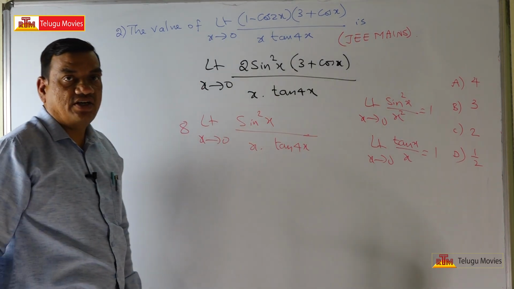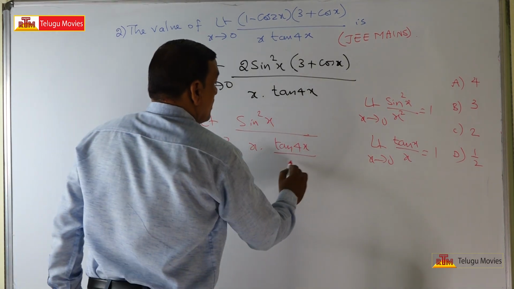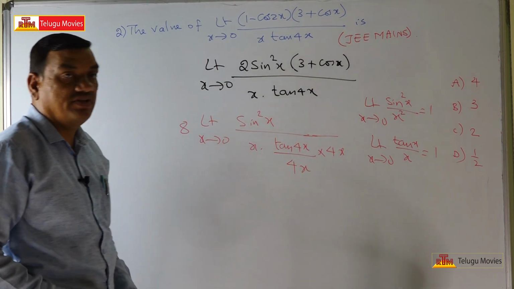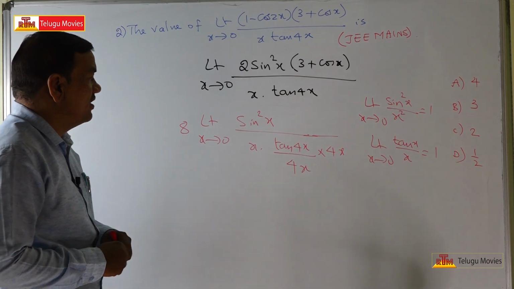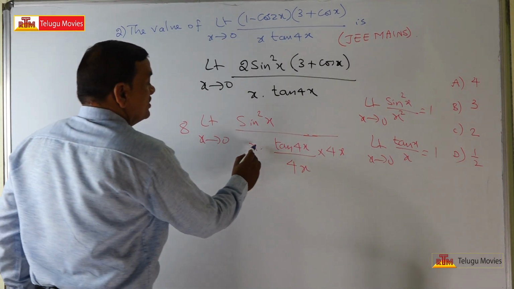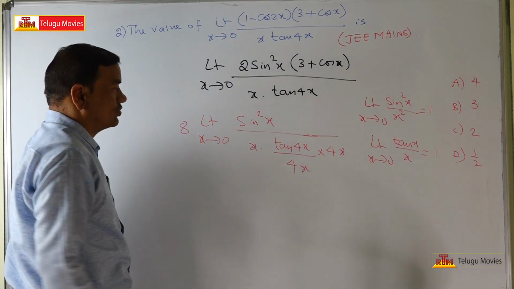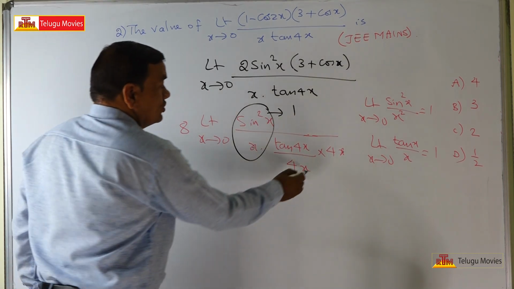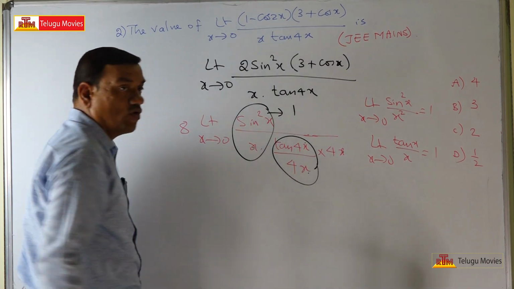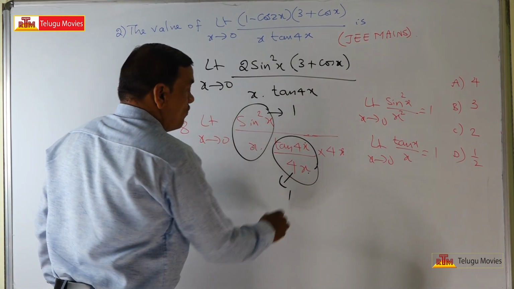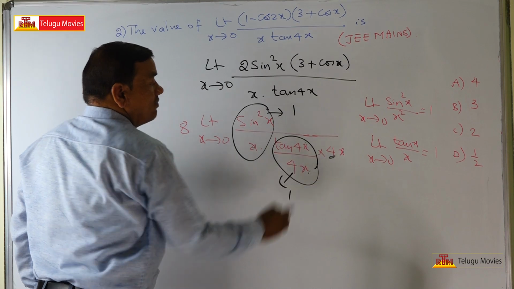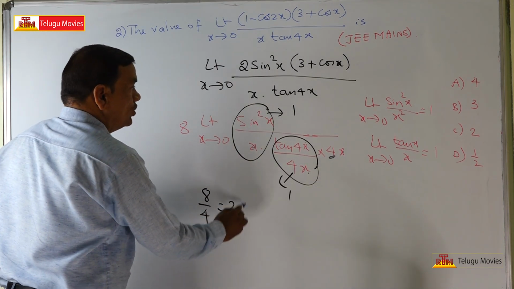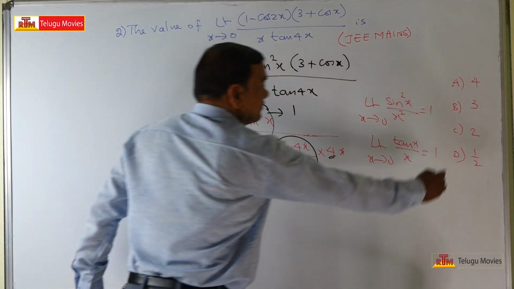Okay now, x tan 4x. Here multiply and divide with 4x. See here, this is x into x, x square, and sin square x by x square is 1. So this is also tan 4x by 4x, and this value is also 1. Ultimately what remains? 4 remains. This is equal to 8 by 4, which is 2. 2 is your right answer.